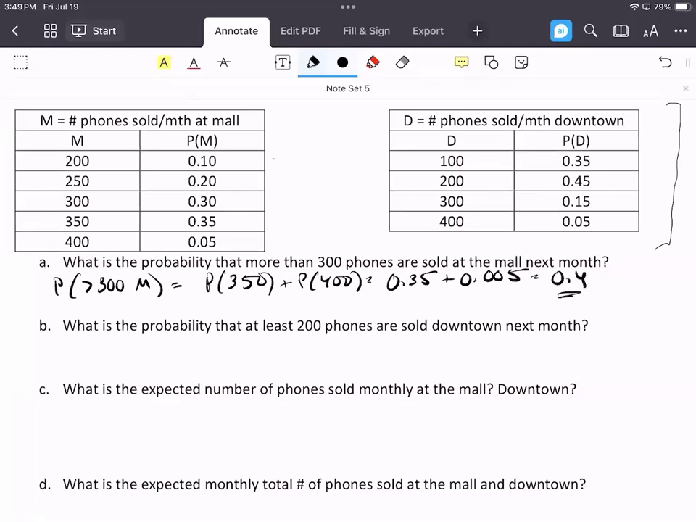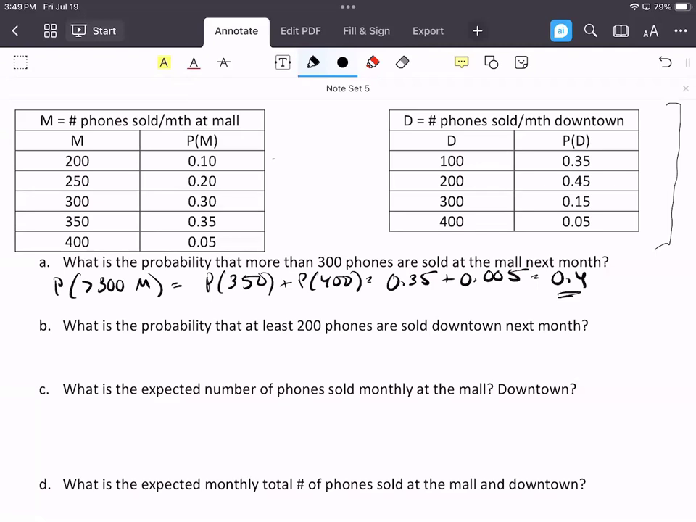I'm going to take those two probabilities, add them together, and I get 0.4. Why can I just add them together? Think about it this way. Are selling 350 phones and 400 phones mutually exclusive of each other? If you sell 350 phones, have you sold 400? The answer is no.